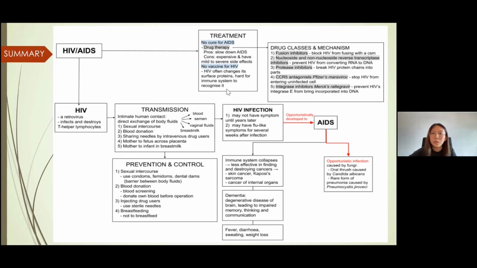So for drug therapy, there are a few drug classes and mechanisms of drugs, and I will only say the names of the drugs because Hui Min has already explained. So there are fusion inhibitors, nucleoside and non-nucleoside reverse transcriptase inhibitors, protease inhibitors, CCR5 antagonists, and integrase inhibitors. So next slide.